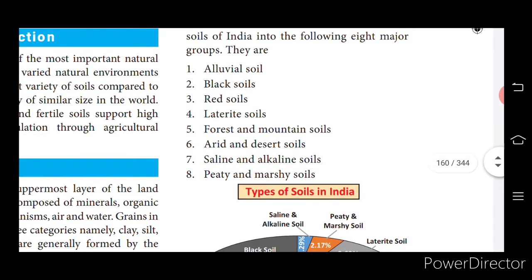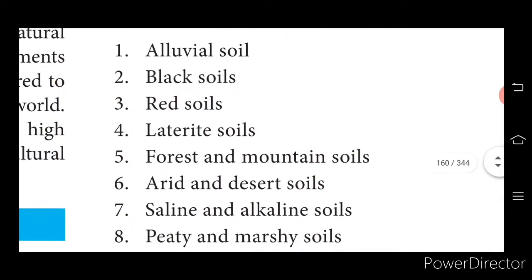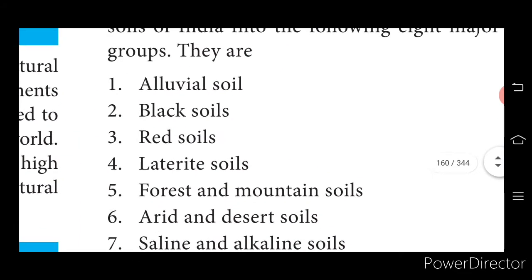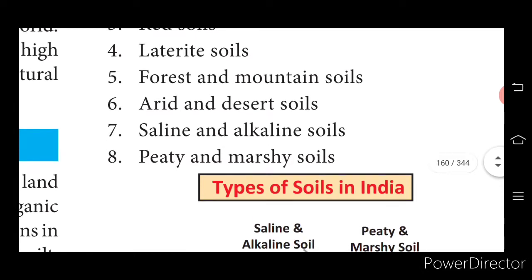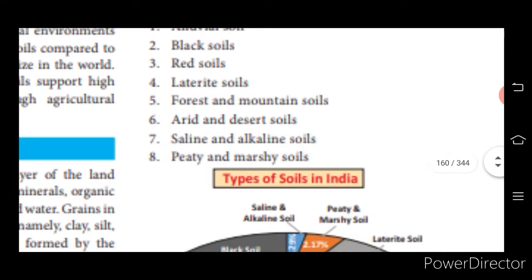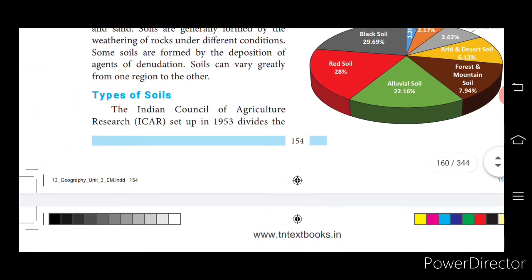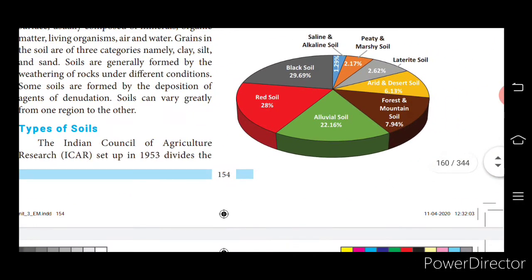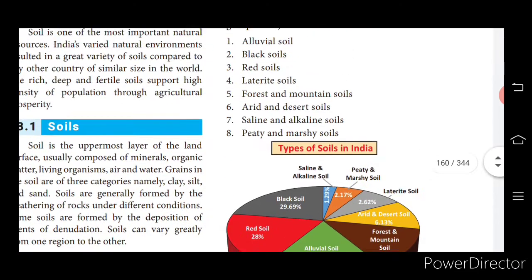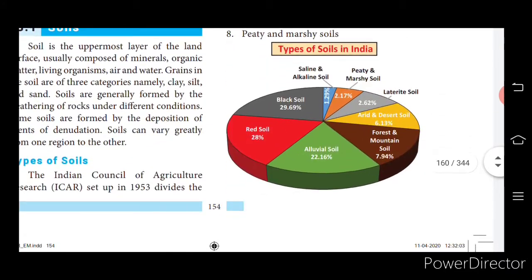Okay, types of soil are 8. Alluvial soil, black soil, red soil, laterite soil, forest and mountain soils, arid and desert soils, saline and alkaline soils, and the last one is peaty and marshy soils. From the name itself you can understand what you mean by those types of soils. Okay, the Indian Council of Agriculture Research, set up in 1953, divides the soils in India into 8.